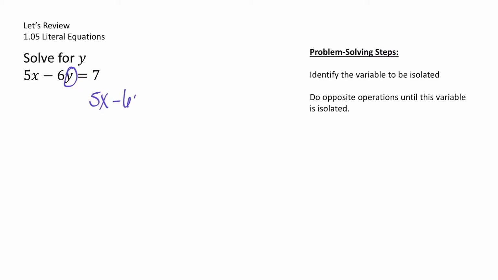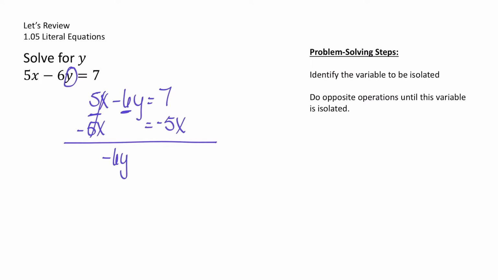Well, y is not by itself because it's being multiplied by -6, and then it's being added to 5x. So we're going to have to do these steps in reverse order in order to get the variable by itself. So I'm going to start off by subtracting 5x from both sides. So when I do that, on the left, 5x and minus 5x will cancel. So I have -6y equals -5x plus 7.